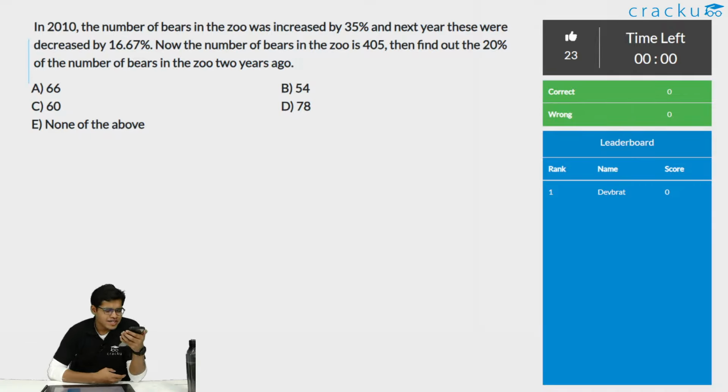Some of you guys are telling 72 is the answer. Option B. Yeah, Devesh has got it right. Devesh is telling option E. This is right. Option E would have been the answer. Okay, guys, let's solve this question.